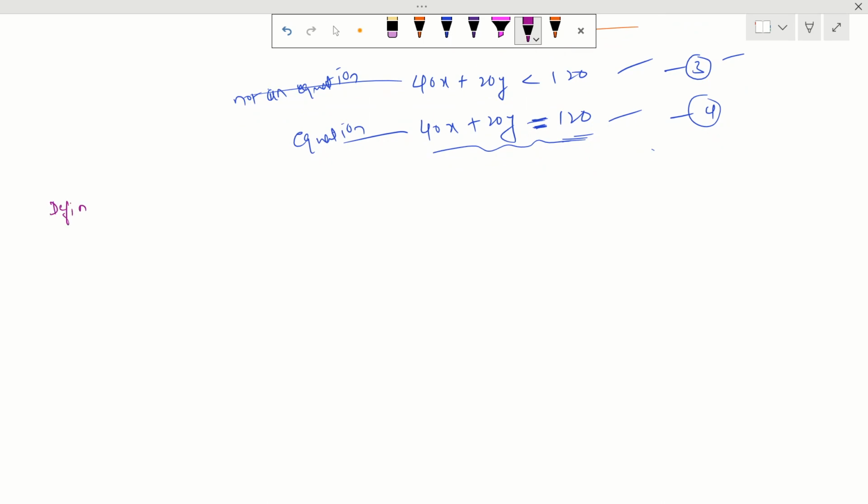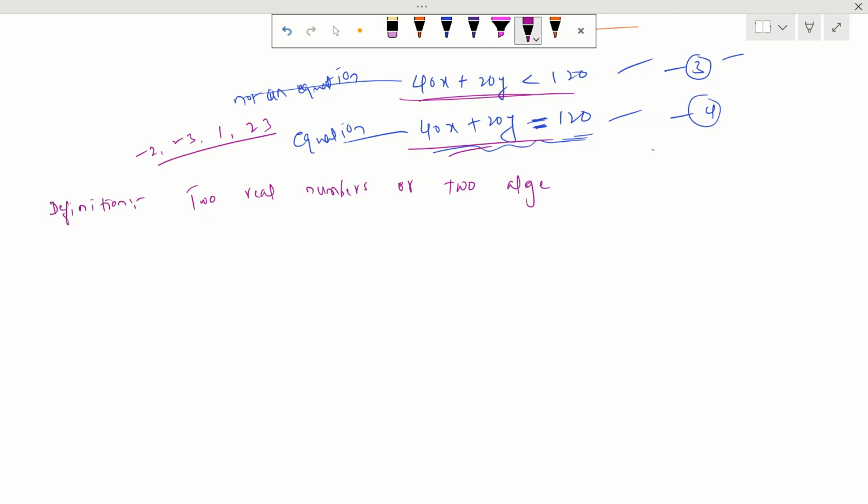I will write the definition here. Two real numbers, either positive or negative, or two algebraic expressions, whether numbers like minus 2, 3, minus 3, 1, 2, 3, or expressions like this, related by the symbols greater than, less than, greater than or equal to, less than or equal to, form an inequality.